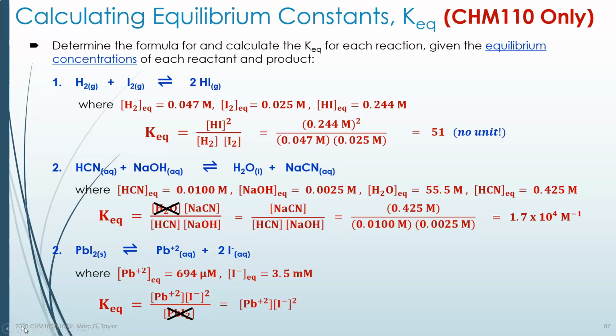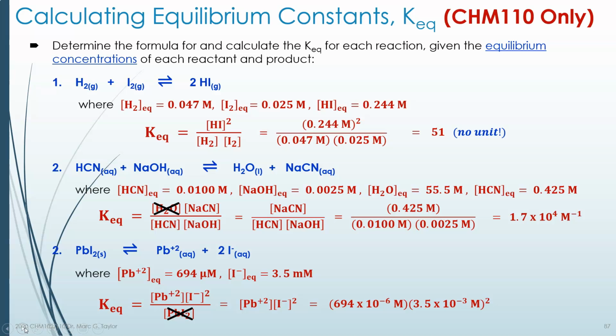So we're left with a simple expression: the equilibrium constant is equal to the concentration of lead-2 at equilibrium times the concentration of iodide at equilibrium squared. And now we just plug in the numbers. We put in our values, and you'll notice I changed micromolar into molar. Always use the molar values for these because equilibrium constants are always based on molar values, and this is why we don't worry about the units, because everybody assumes you're plugging in a molar value.